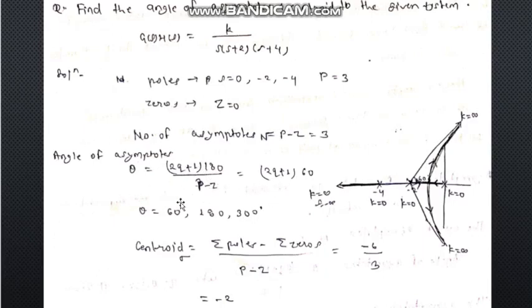So put q equal to 0, 1, 2, 0, 1, 3 minus 0 minus 1, 0, 1, 2. Okay, so you will find 60 degree, 180 degree, 300 degree. So 3 asymptotes are there, and centroid will be equal to -2. So at s equal to -2, all 3 asymptotes will intersect on the real axis.